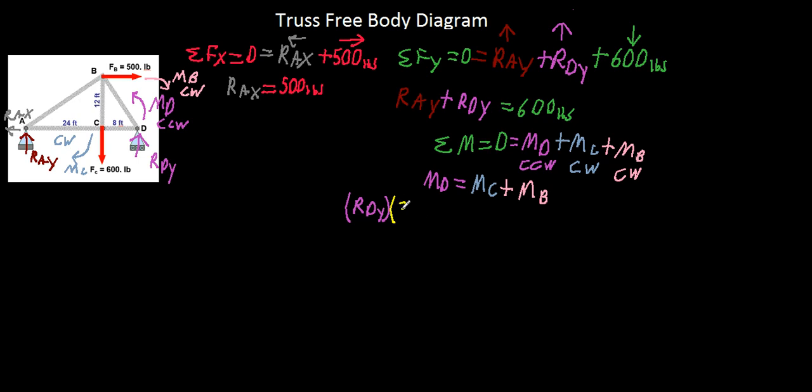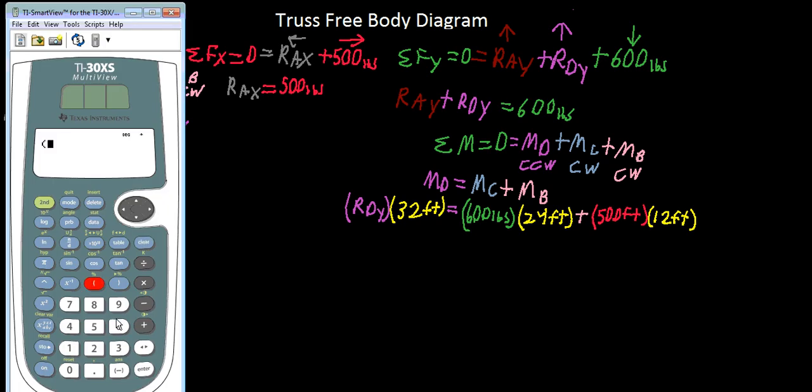which is 32. We can set that equal to moment C, which has a force of 600 pounds, multiplied by its distance from the pin, which is 24 feet. And that's added to moment B, which is a force of 500 pounds, multiplied by its distance from the pin, which is this perpendicular distance of 12 feet. And so I can simplify this equation by typing it in. I'm going to type it in exactly as it's written. So 600 times 24 plus, parentheses, 500 times 12.